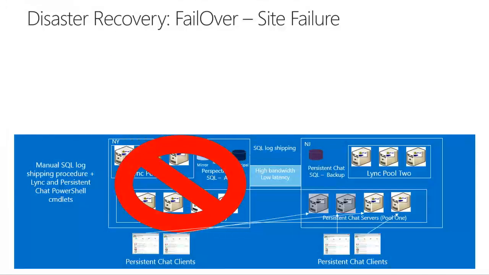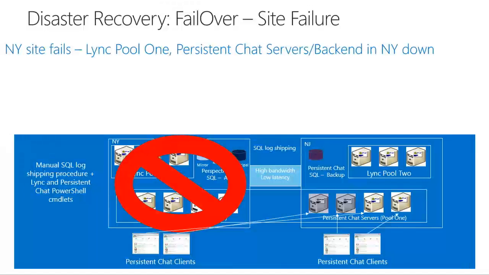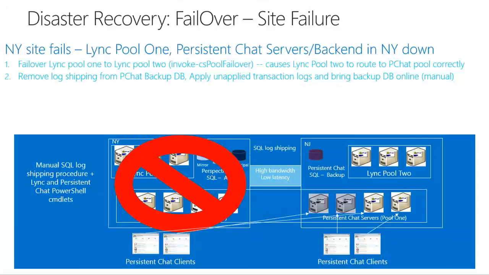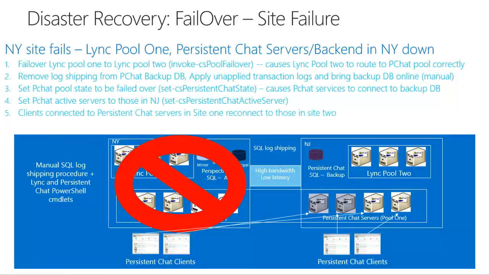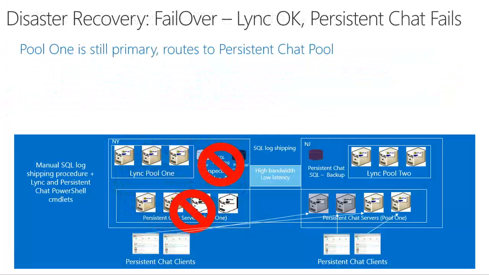So here's an example failover scenario where the entire Lync pool or the entire site has failed. Basically, this whole center is down. What happens here? You have to run some commands to fail over the CS pool, and run some commands also to fail over the pchat server. Basically, these inactive FEs will pick up in here, and the clients will connect here to this one, and the Lync pool will connect to the pchat server.